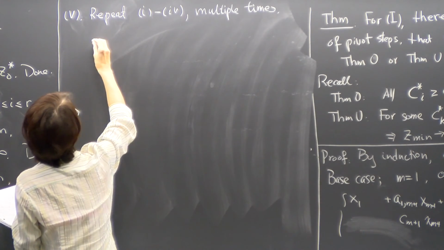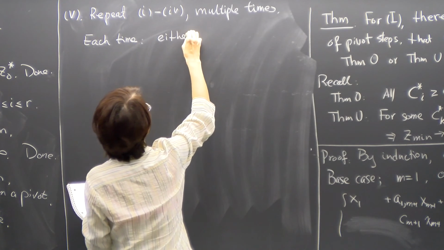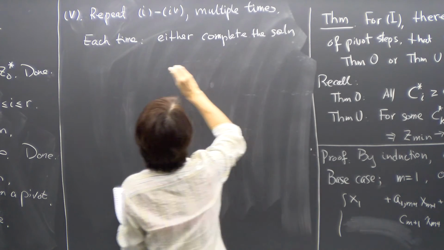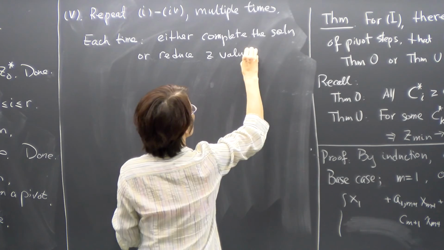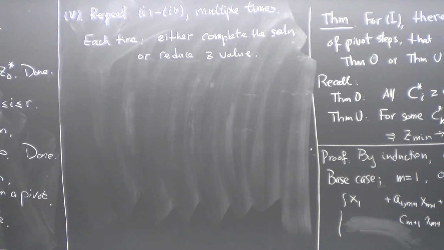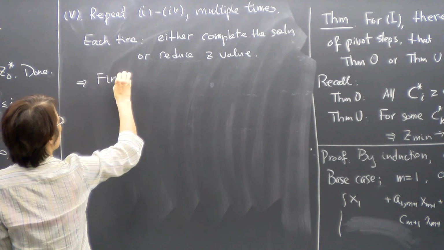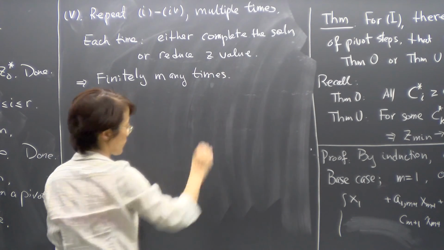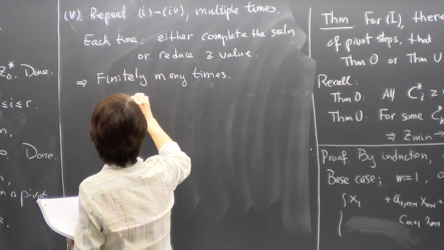Okay, so let's write: each time I have either completed the solution, or strictly reduced the z value. Okay? So then it's easy to conclude that if this is strictly decreasing, then this can happen only finitely many times. So which means in finitely many steps, you will have solved the problem, for sure. Is that clear? So this is what we want to prove. So this proves the statement.